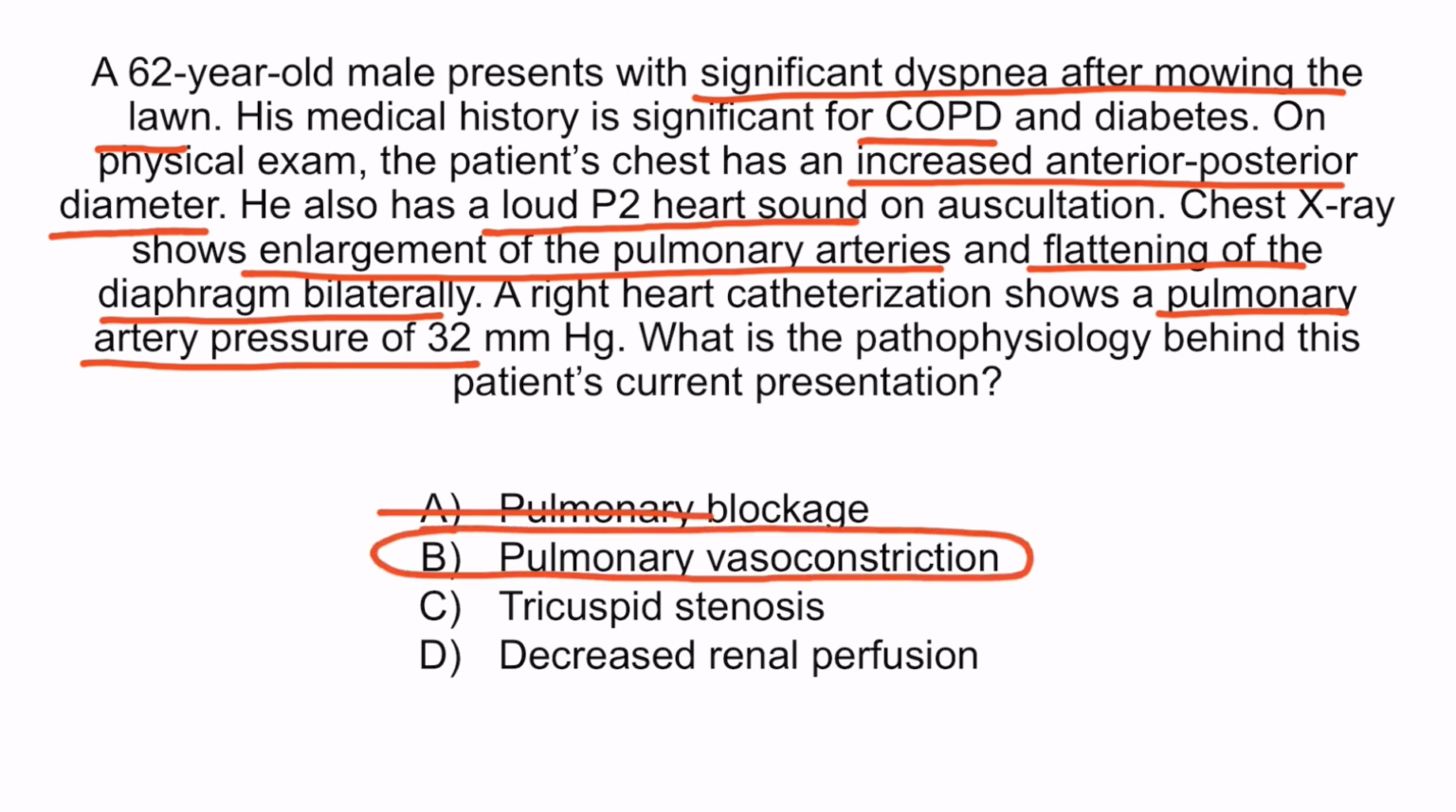Answer choice A is incorrect because a pulmonary blockage, as in pulmonary embolism, typically leads to acute and more significant symptoms which are not only present on exertion. Answer choice C is incorrect because tricuspid stenosis would lead to a backup of blood into the periphery and a decreased pulmonary artery pressure. Answer choice D is incorrect because decreased renal perfusion would lead to systemic vasoconstriction and hypertension, not only pulmonary hypertension. And that concludes this section.